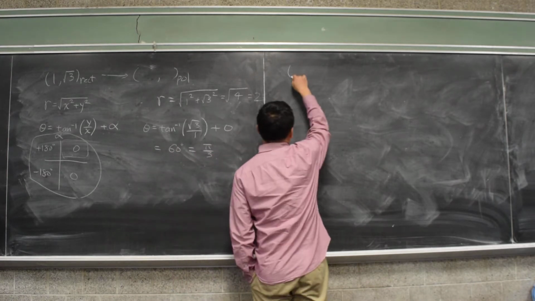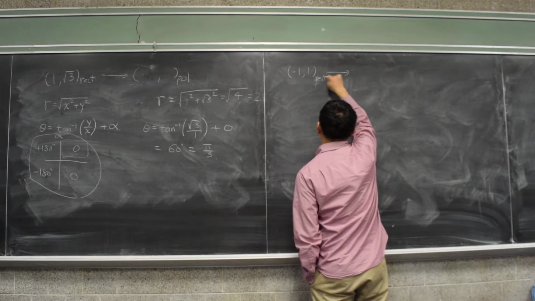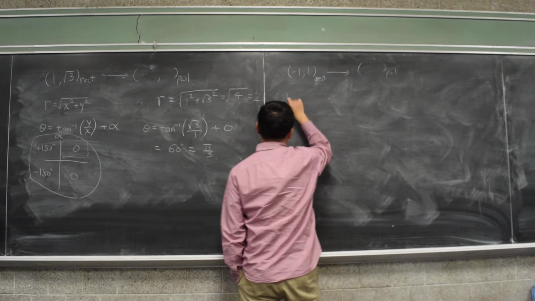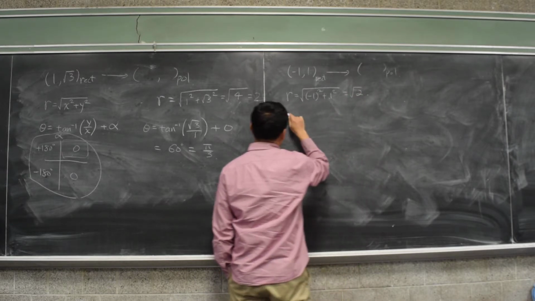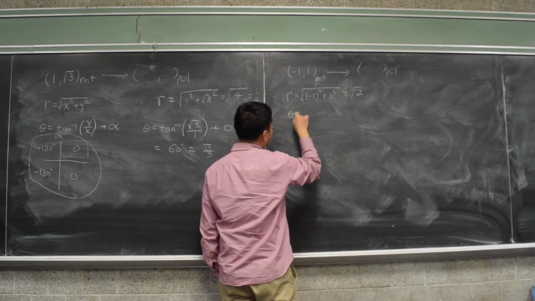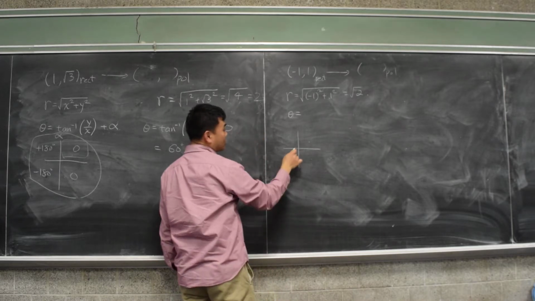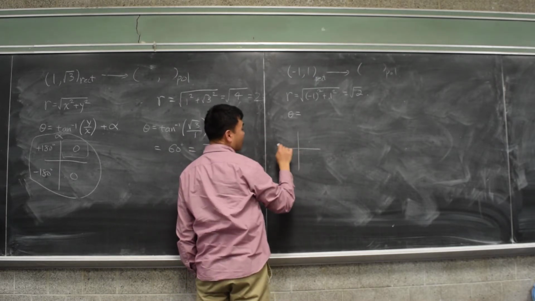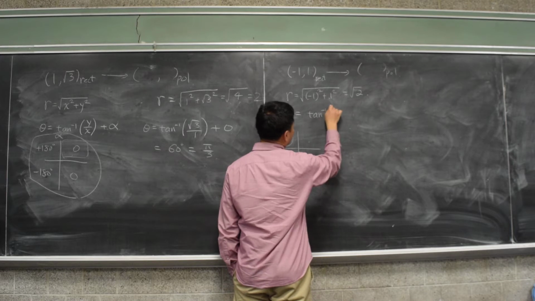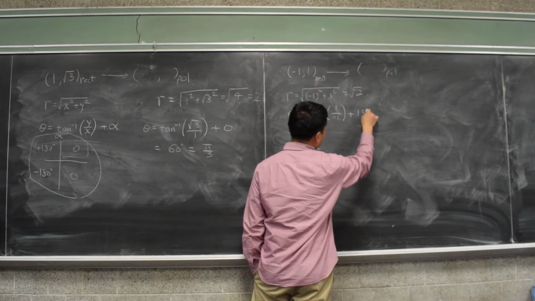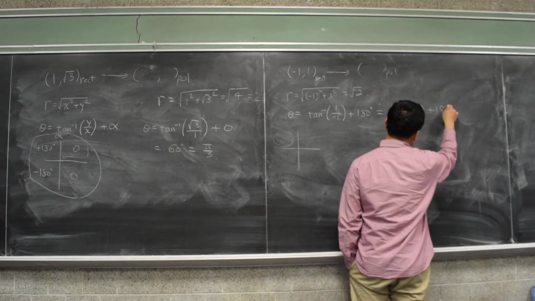What if you had (-1, 1) in rectangular, and you wanted to change it to polar? You get r again by calculating the square root of (-1) squared plus 1 squared, which is the square root of 2. For the angle theta, this is now in the second quadrant, because the x coordinate is negative and the y coordinate is positive. So what do you have to add? 180 degrees. You have to do tangent inverse of 1 over -1 plus 180 degrees, which is tangent inverse of -1 plus 180 degrees.